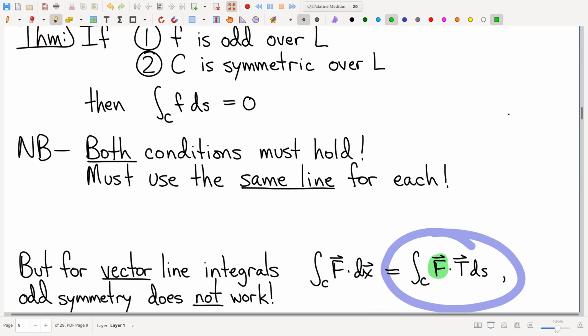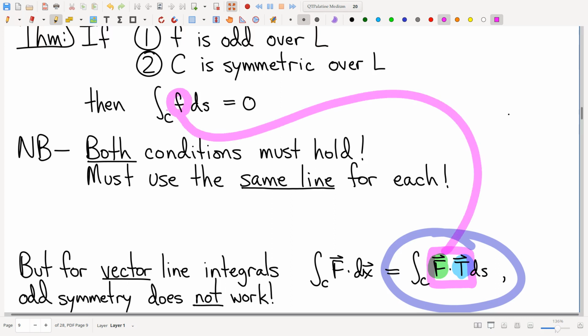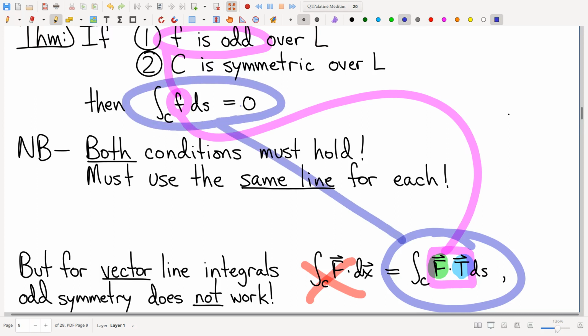You know what your vector field is. You can compute your unit tangent vector. You could then look at this as your integrand, see if that is odd, and if so, then having reinterpreted your vector line integral as, in effect, kind of a scalar line integral, you can make a symmetry argument about that resulting scalar line integral. So that's fine. That you can do.